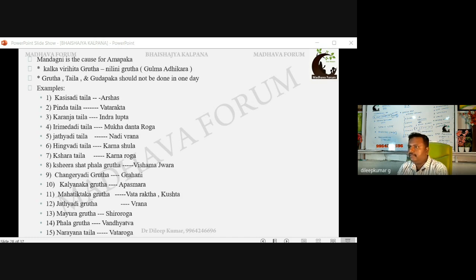Correct? When we do Vamana, what do we do? We give medicines to the stomach, the stomach content comes out, and side by side the lungs cleanse. We did nothing to the lungs here. How does kapha come out from the lungs? This is the logic.